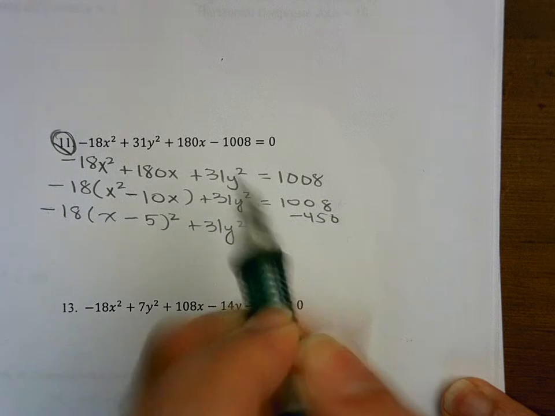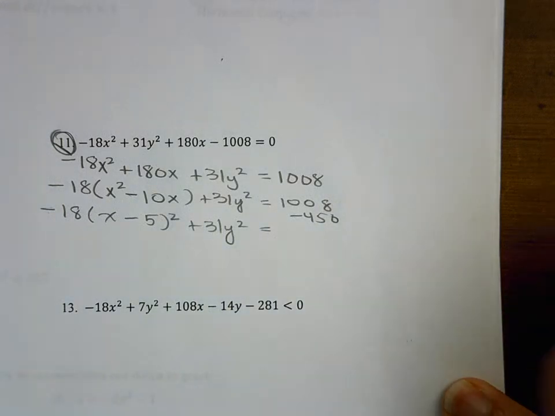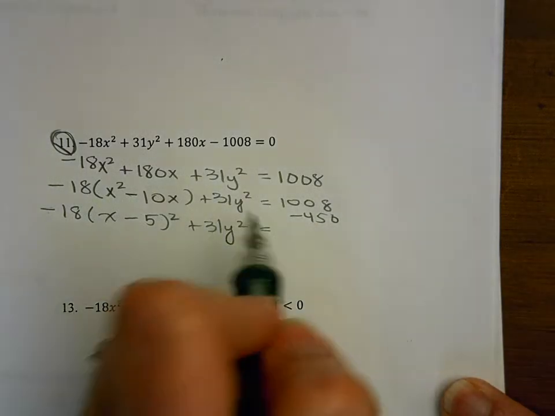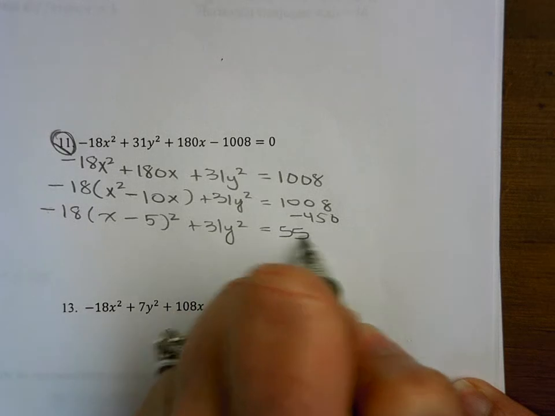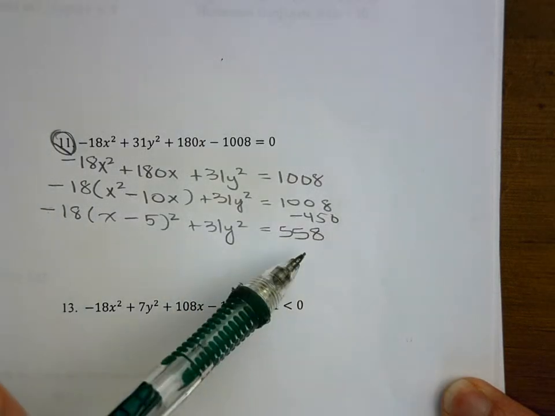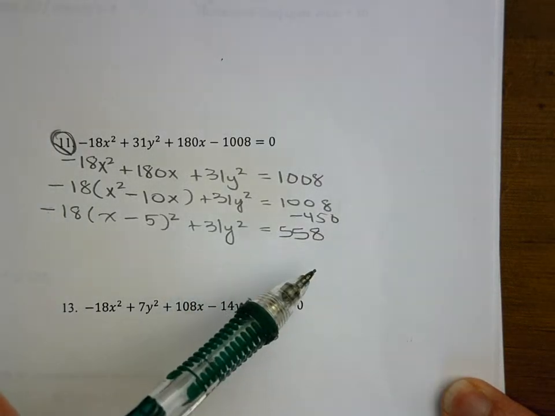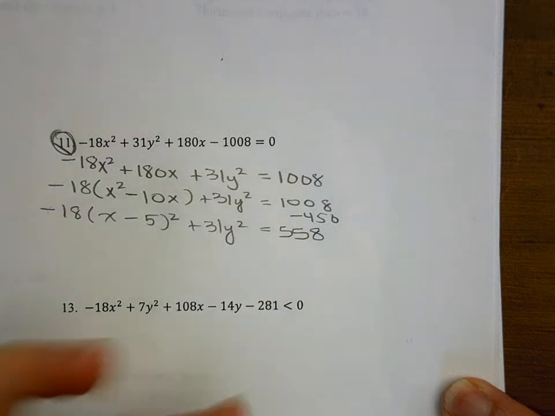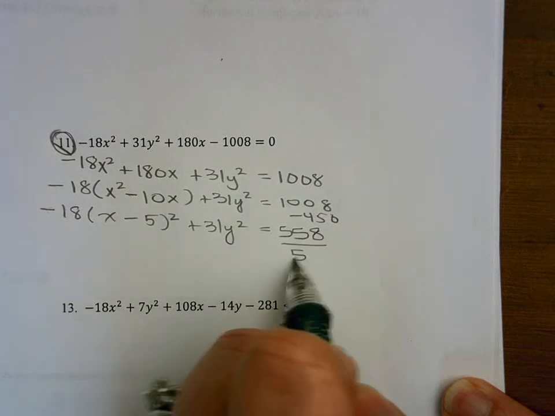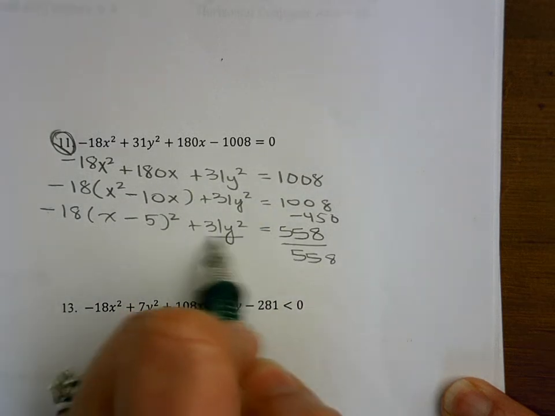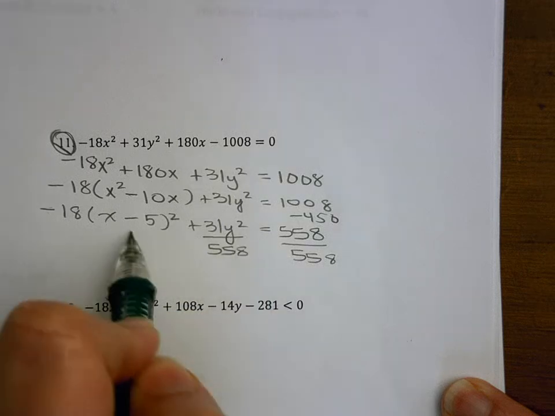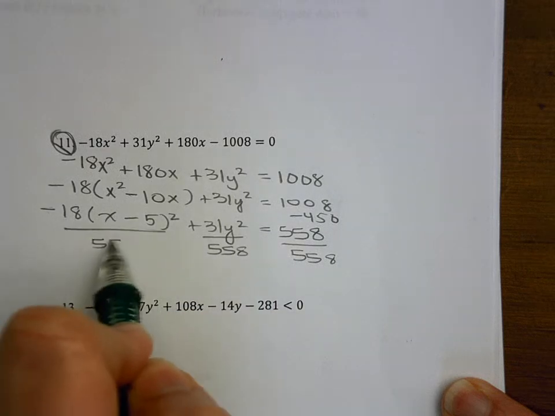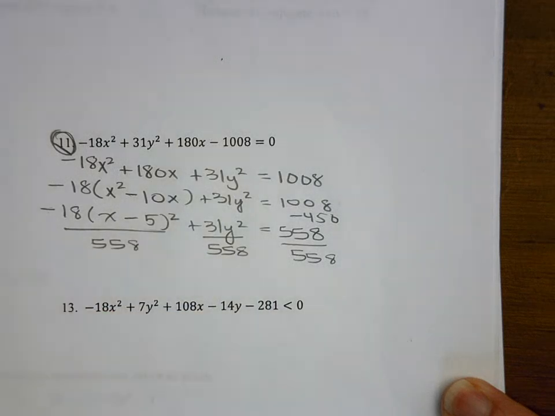So I'm just going to do that underneath here, and then add that to 1008. And I'm using my calculator here, by the way. I'm not doing this in my head. So then that would give me equal to 558. And so when we do these, we want this to be equal to 1, so then I'm going to divide everything through by 558. And then I'm going to reduce that.